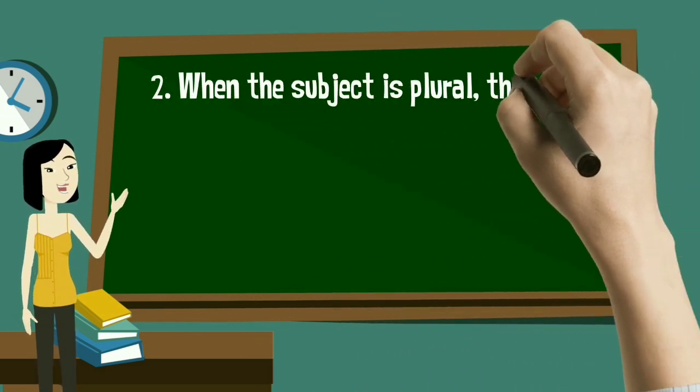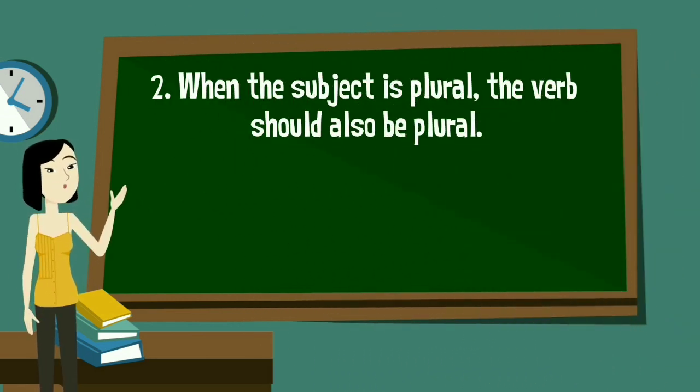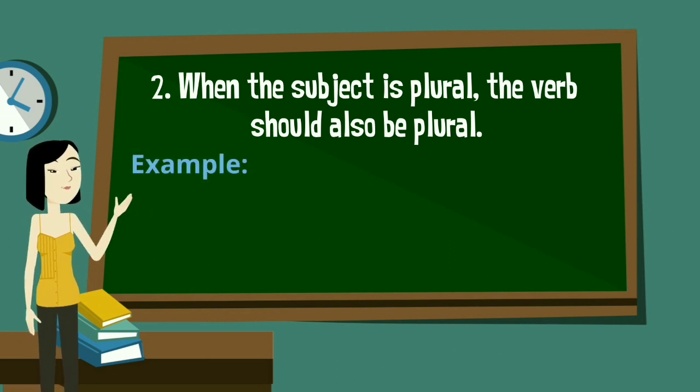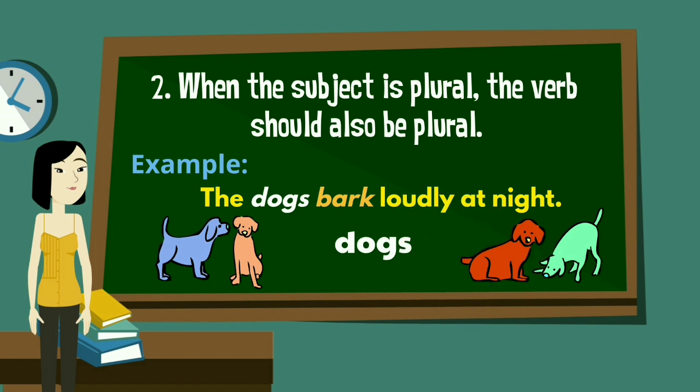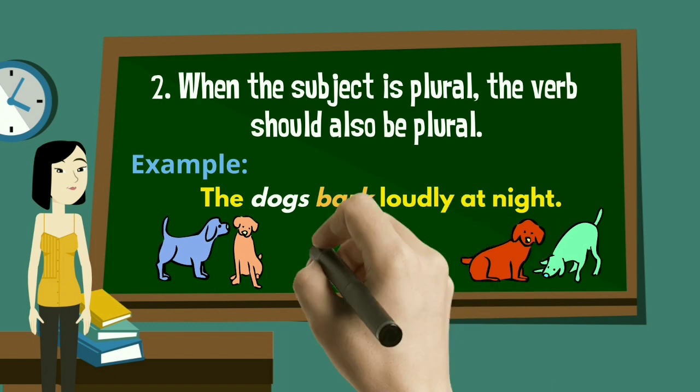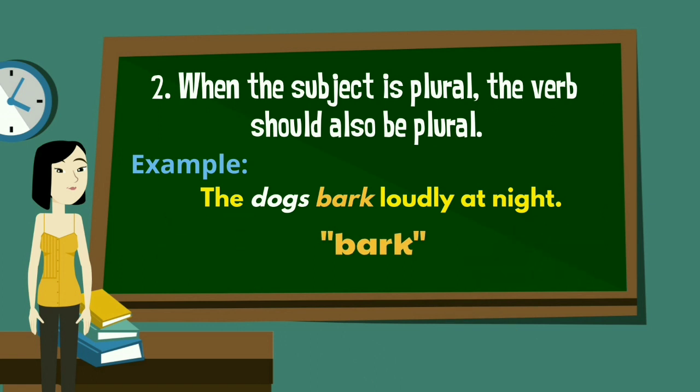The second rule is, when the subject is plural, the verb should also be plural. Example, the dogs bark loudly at night. The subject in the sentence is dogs, and the verb in the sentence is bark. The subject is plural. That is why the verb is also plural.